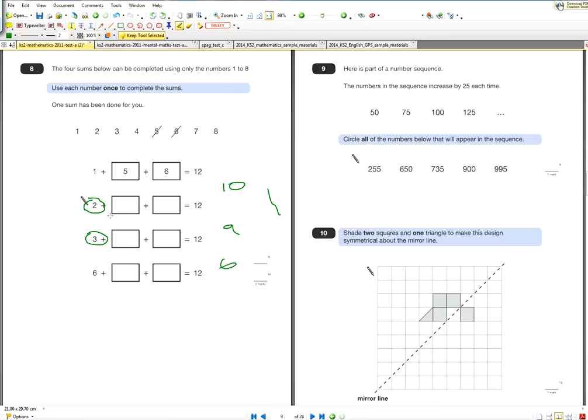6. So these two numbers here must be equal to 10. And these two numbers here must be equal to 9. And these two numbers here must be equal to 6. So let's have a look at what we can do. To make 10, let's change color here a bit. 7 and 3. Okay, right.